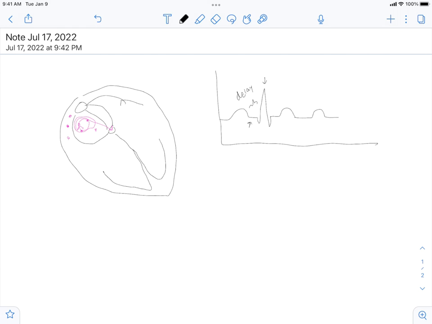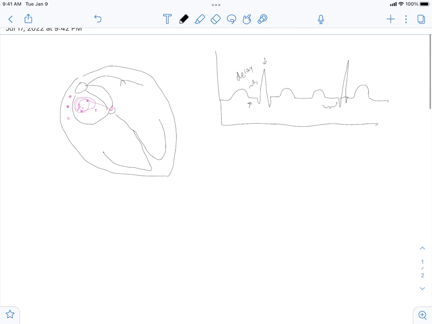Let me exaggerate that delay a little bit. There we go. Whoops. Forgot all about a Q. There you go. Sorry, that looks really ugly. But that's basically the idea here, that this segment here is going to be delayed. So that would be first degree bundle block. Correction, first degree block. There's a difference between bundle block and block. First degree block refers to the SA node to the AV node, whereas bundle block usually refers to what's happening in the bundles of His.